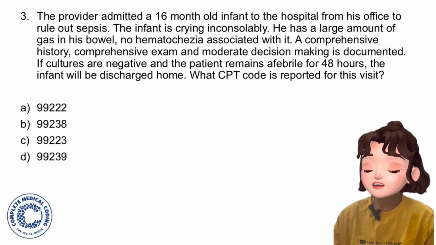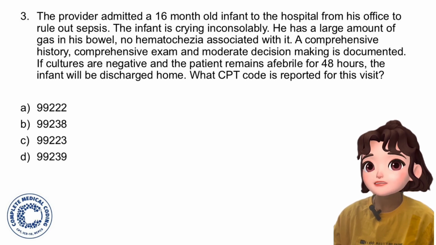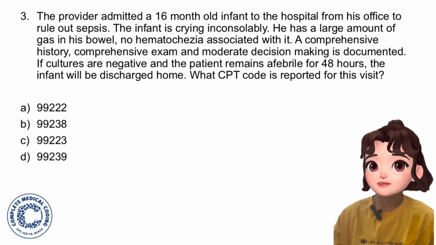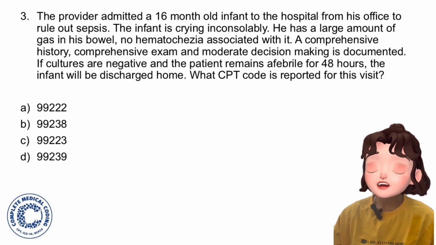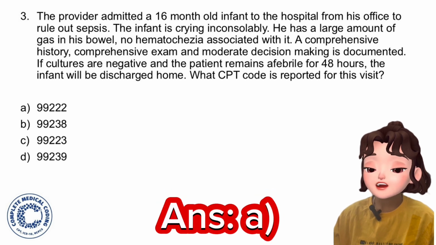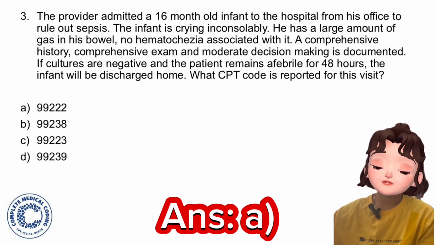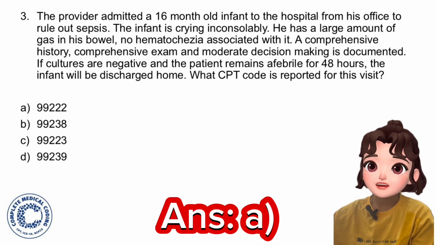Here the MDM is moderate. It's mentioned there: a comprehensive history, examination, and moderate decision making is documented. So the answer will be option A, 99222. Comprehensive history, examination, and MDM of moderate complexity. So 99222, option A, is the answer.